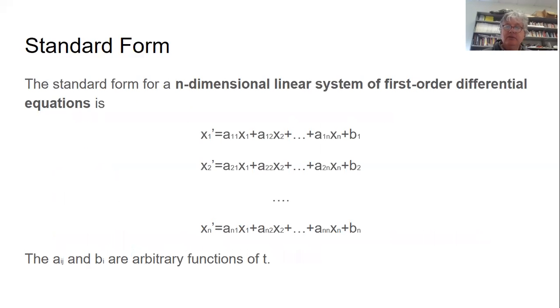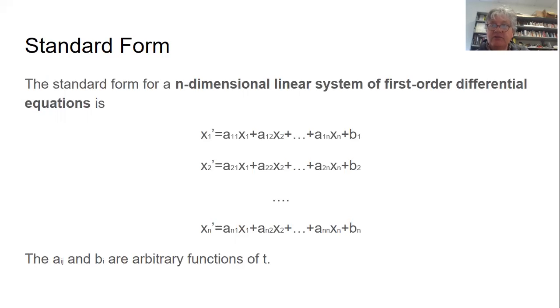What we're going to be concentrating on is linear systems. So again, what's the standard form for this? A standard form for an n-dimensional linear system of first order differential equations is what you see there. So instead of having general functions f1, f2, etc., we see that it's all linear in x1 through xn. And so we've got these coefficients aij, where i and j go from 1 to n, and bi, where i goes from 1 to n.